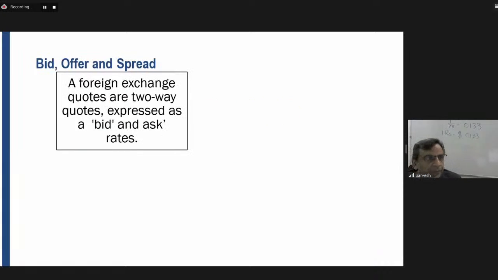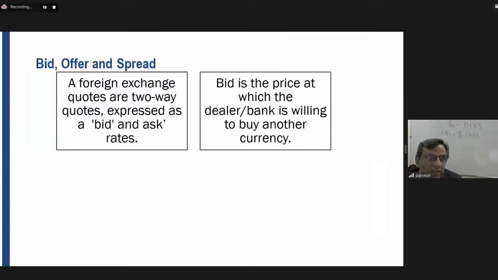Foreign exchange quotes are two-way quotes expressed as bid and ask rates. So there will be two quotes given to you by a broker or by the bank. One will be a bid and another will be ask. Bid is a price at which the bank or the dealer is willing to buy another currency. Suppose he can buy your currency from you. So if you are an exporter, you'll go to the bank and say, this is my dollar, give me a price. So he'll give you a bid rate for that.